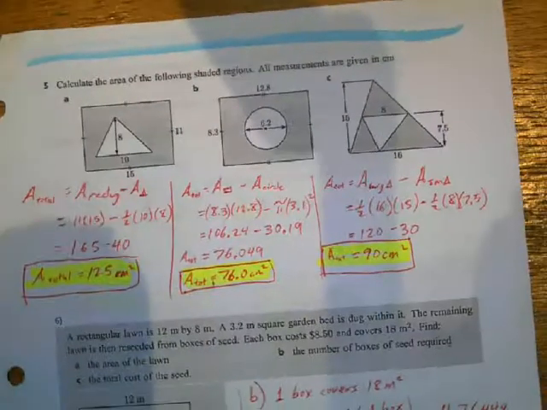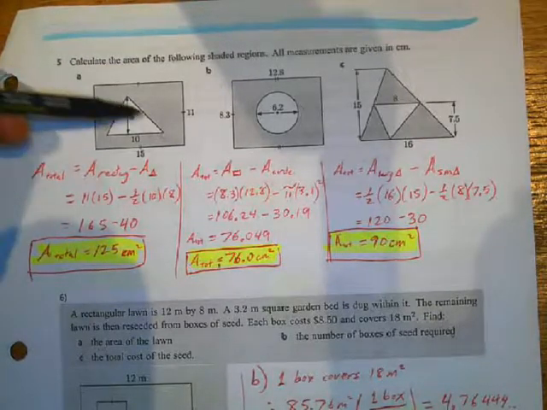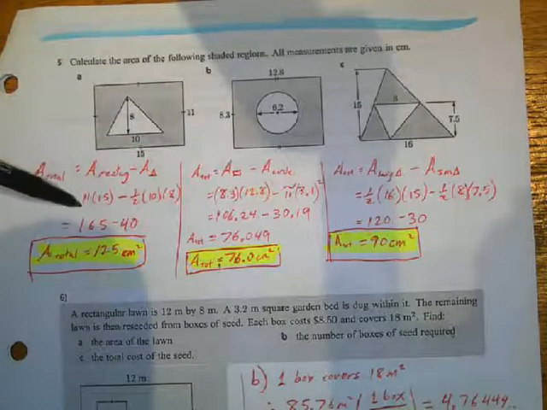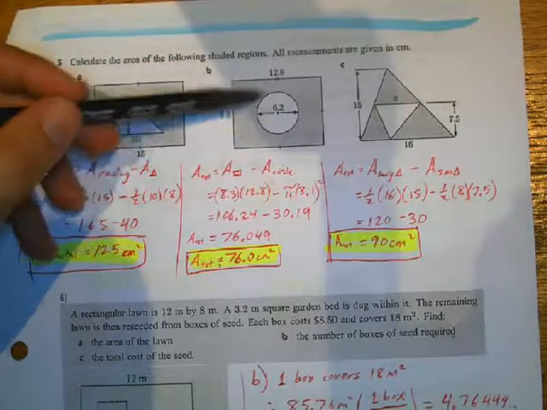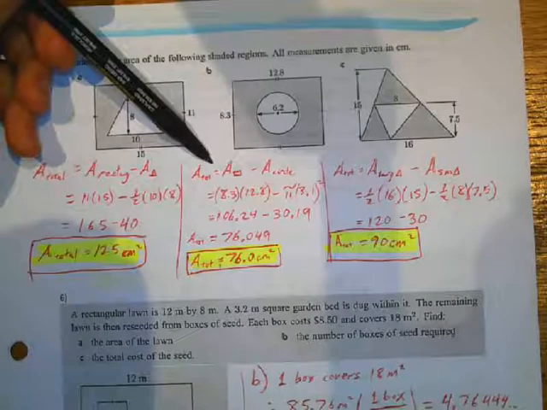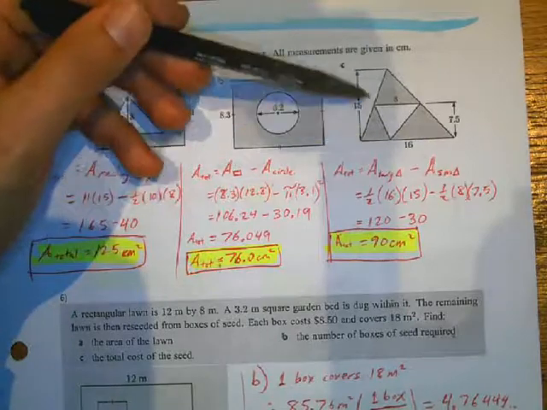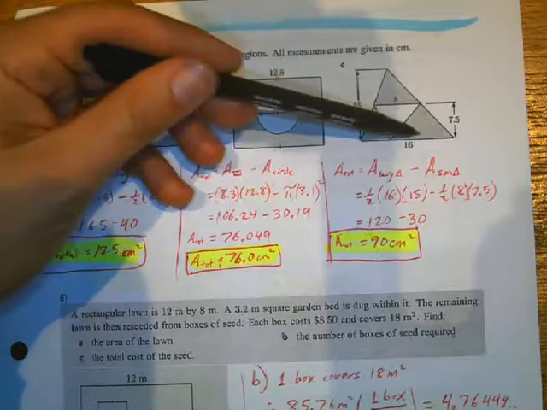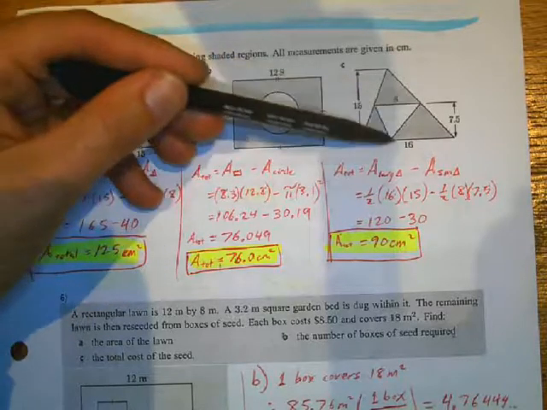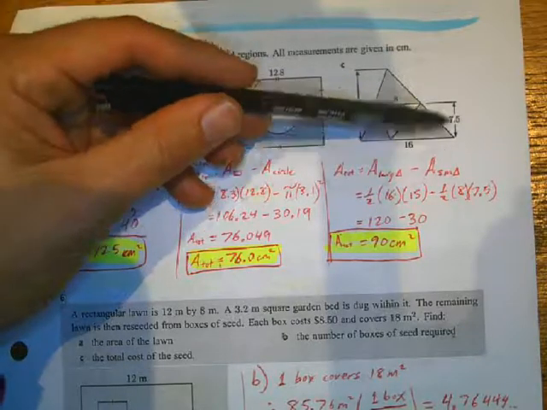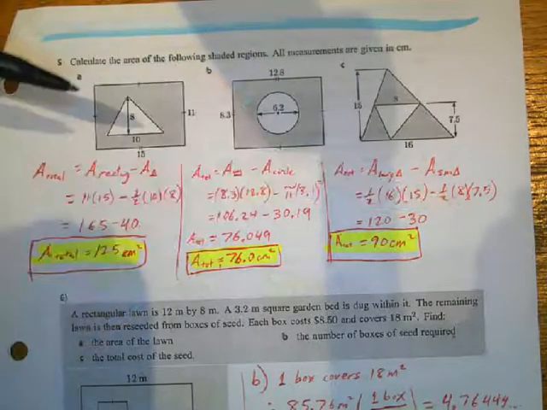Next, we have to figure out the area of the rectangle minus the area of the triangle. Here we figure out the area of the rectangle minus the area of the circle. Here I found the area of the large triangle, which is 1/2 times 16 times 15, minus the area of the small triangle, which is 1/2 times 8 times 7.5. You may want to hit pause.